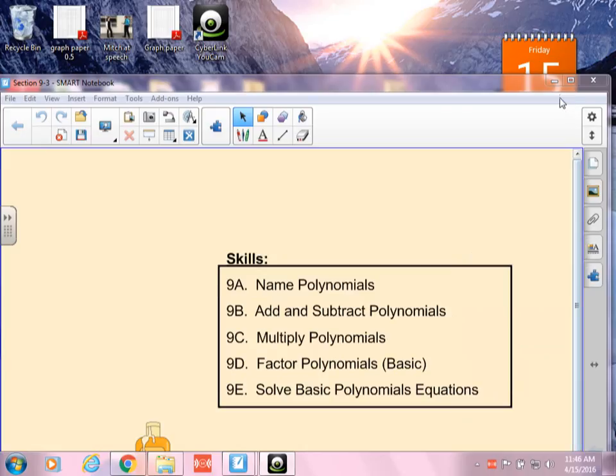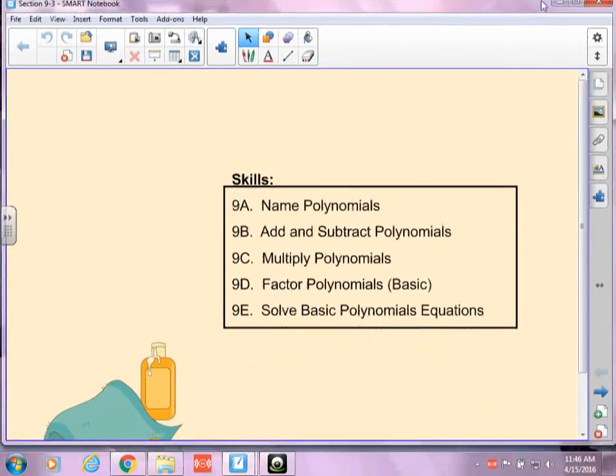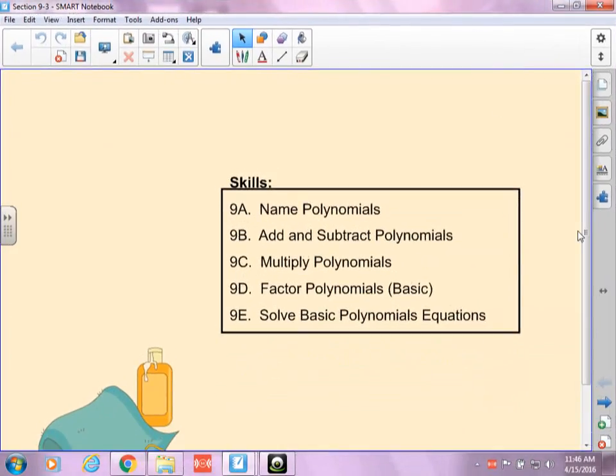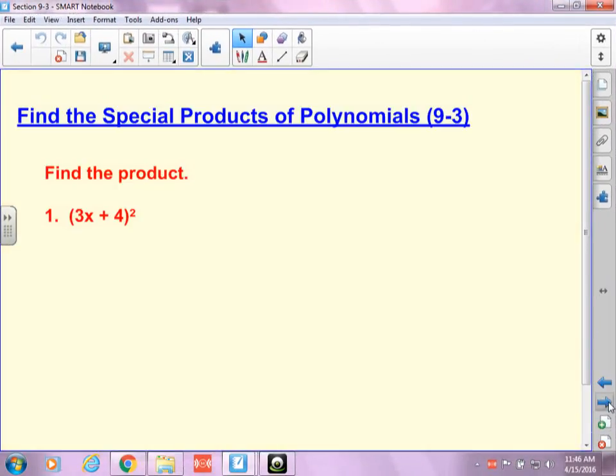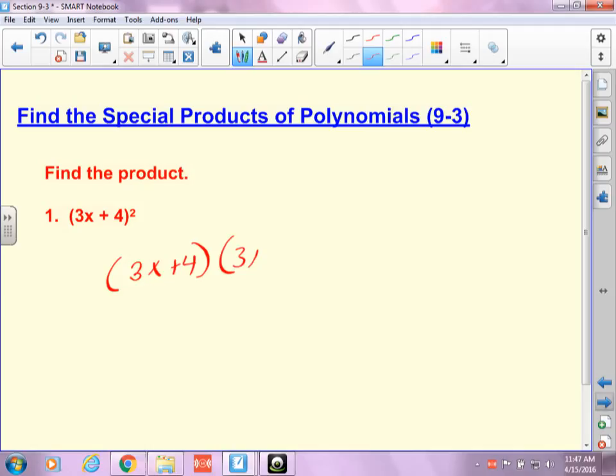Alright, so today we're not going to do anything too difficult. This is just an extension of multiplying polynomials, but this is a special case. You've had problems like this before. Notice that I have a 2 for an exponent, which means what? There's 2 of them. So it's 3x plus 4 and 3x plus 4. Then I'm multiplying those. Okay?